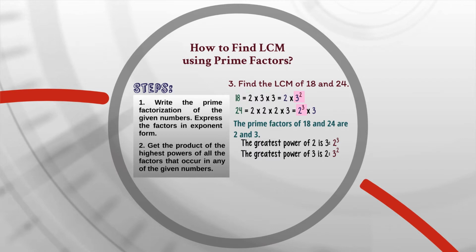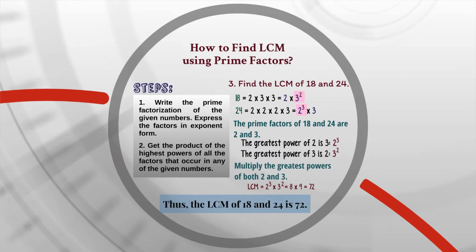Like what we said earlier, we multiply the greatest powers of both 2 and 3. Therefore, the LCM is equal to the product of the cube of 2 and the square of 3. Simplifying the powers gives us 8 times 9, which is then equal to 72 when multiplied. Thus, the LCM of 18 and 24 is 72.